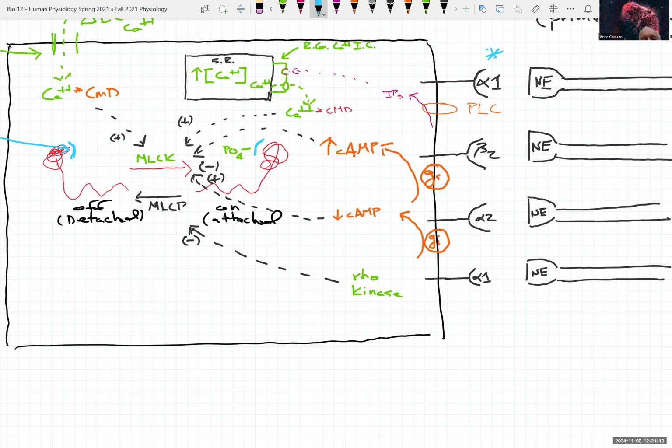So through the release of calcium from the sarcoplasmic reticulum and binding to calmodulin, we're turning on myosin light chain kinase, which favors the phosphorylation of the regulatory myosin light chain. Simultaneously, we're inhibiting myosin light chain phosphatase, which would normally turn off the phosphorylation, or remove phosphates from the regulatory myosin light chain. So we're inhibiting that. Both of these contribute to force production.